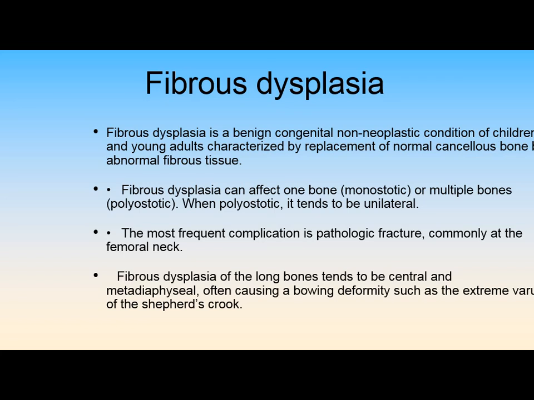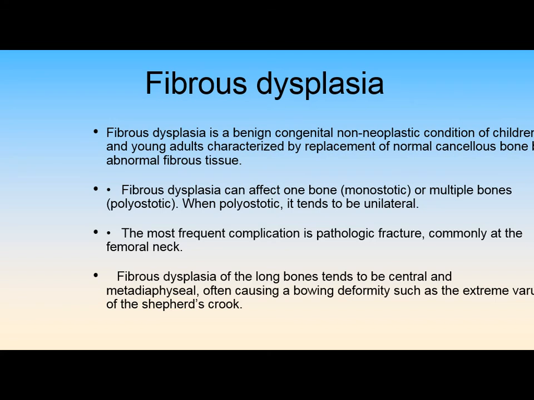Fibrous dysplasia is a benign congenital non-neoplastic condition in children and young adults characterized by replacement of the normal cancellous bone by abnormal fibrous tissue. Fibrous dysplasia can affect a single bone, monostotic, or multiple bones, polyostotic, but when it is polyostotic, it is usually unilateral.